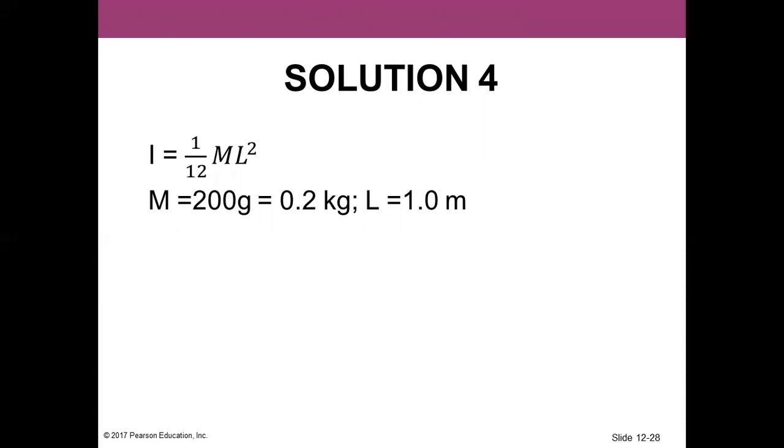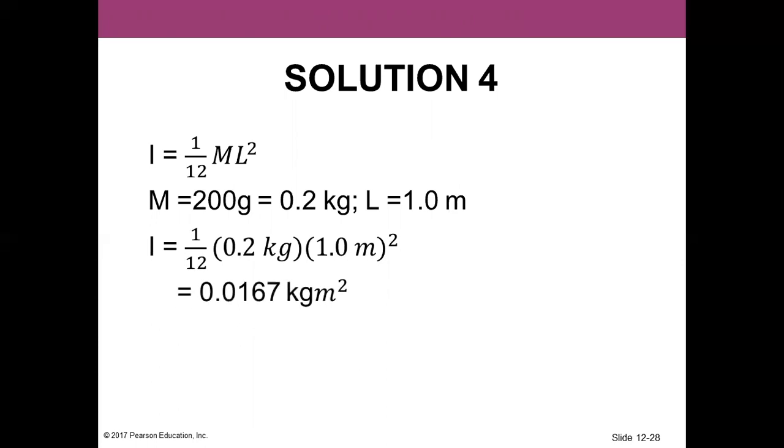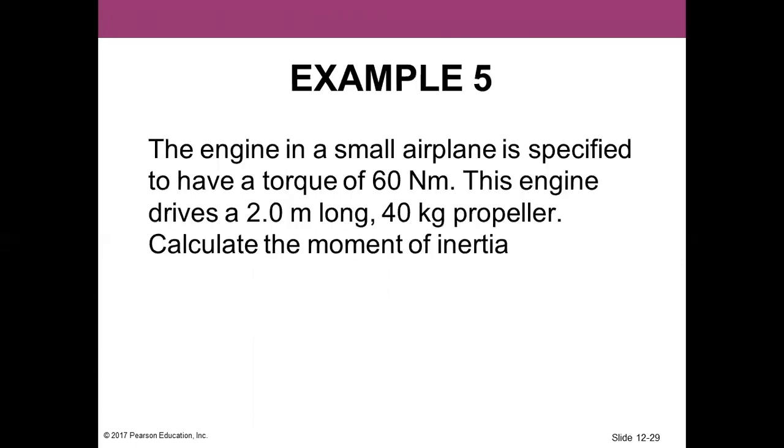We know that 1 kilogram is equivalent to 1,000 grams, so that's why we divide 200 by 1,000. Then you substitute the known values, punch the calculator. The answer is 0.0167 kg meter squared.